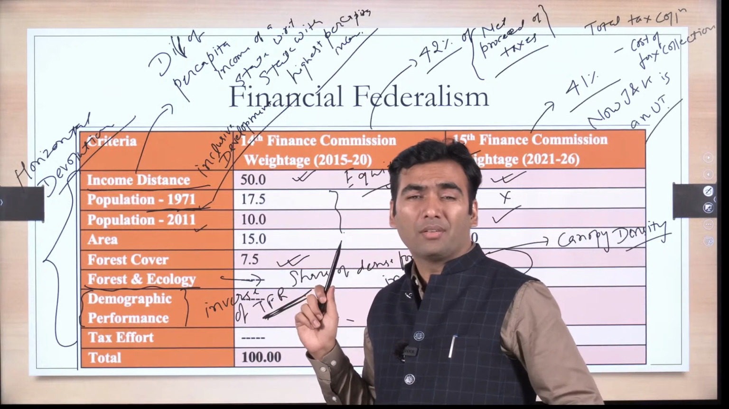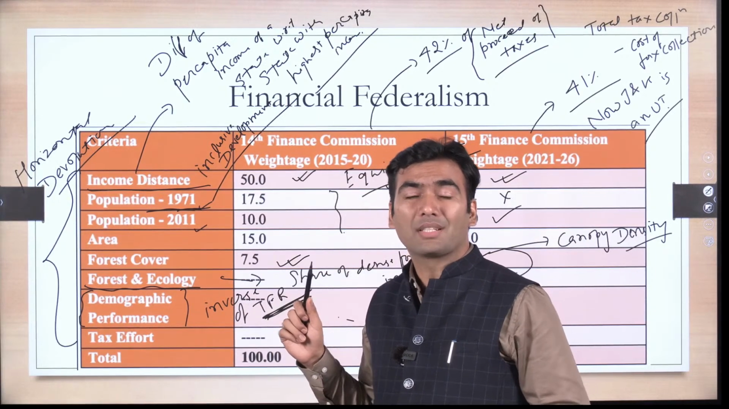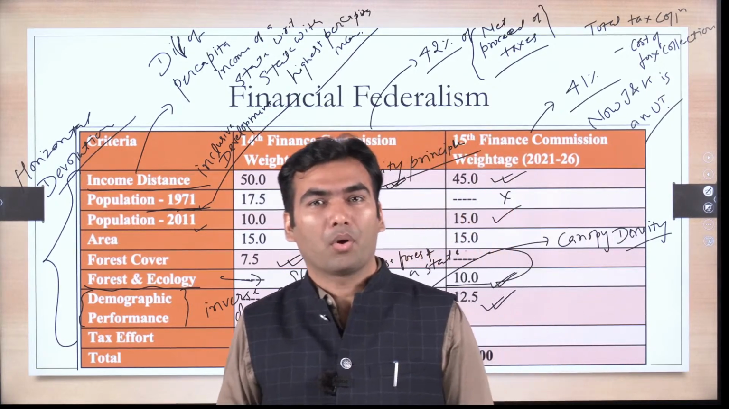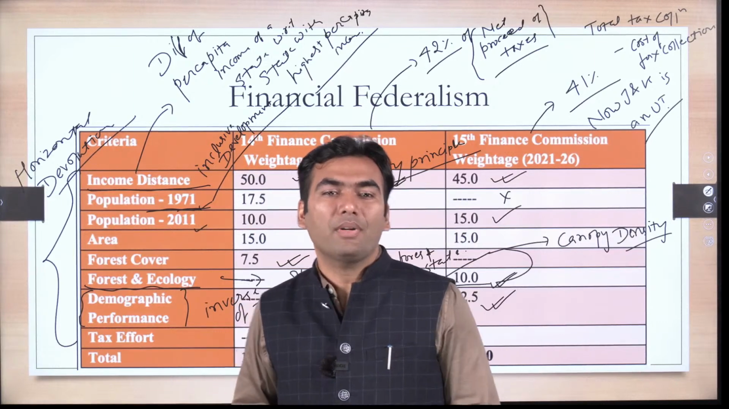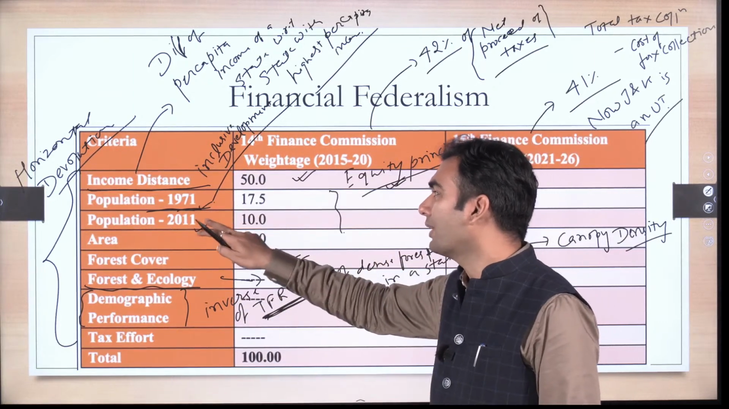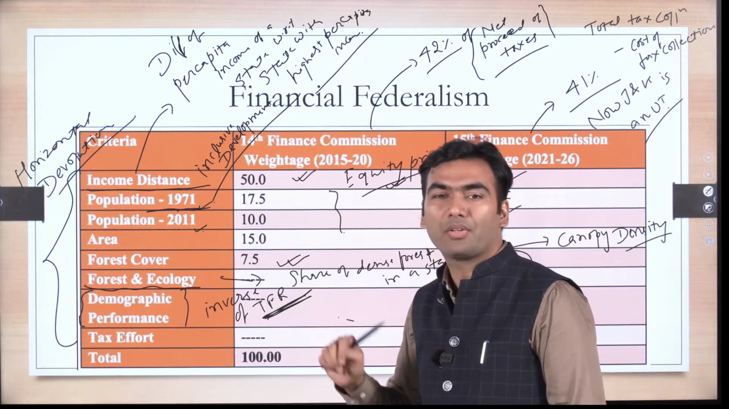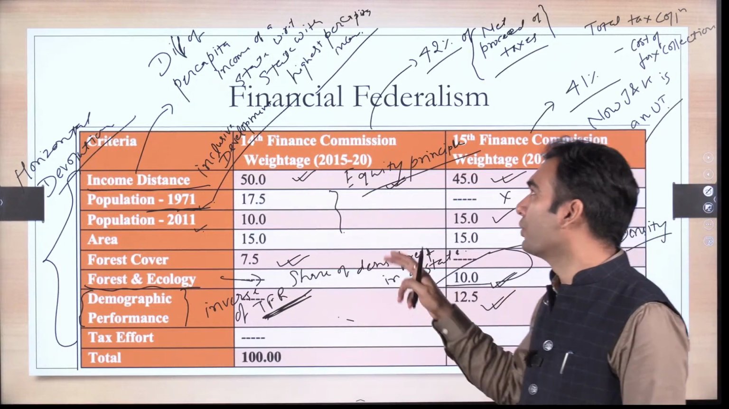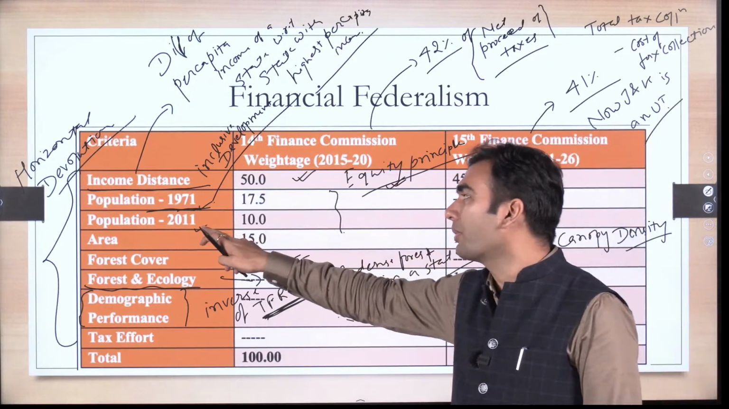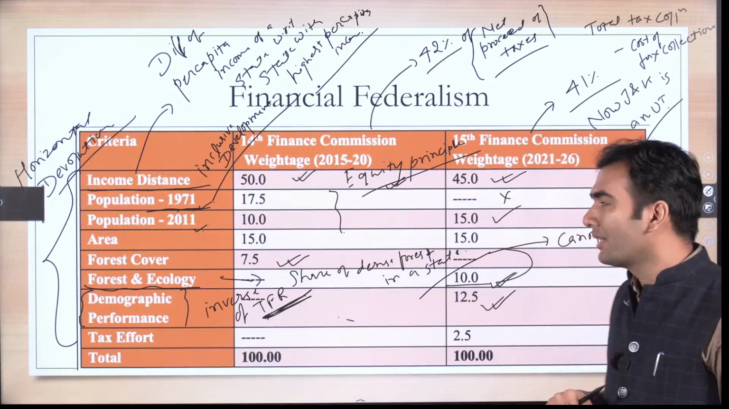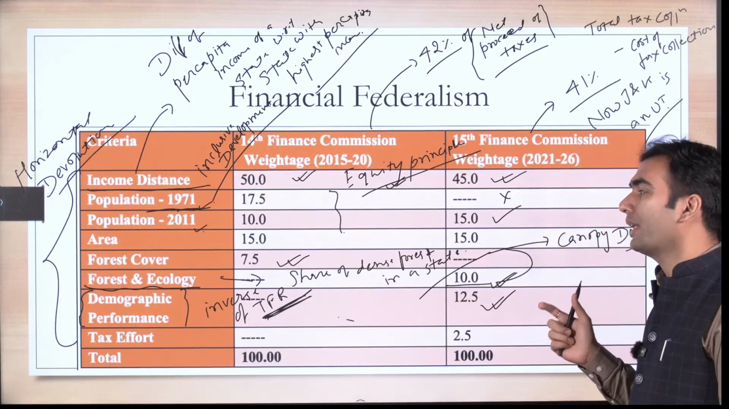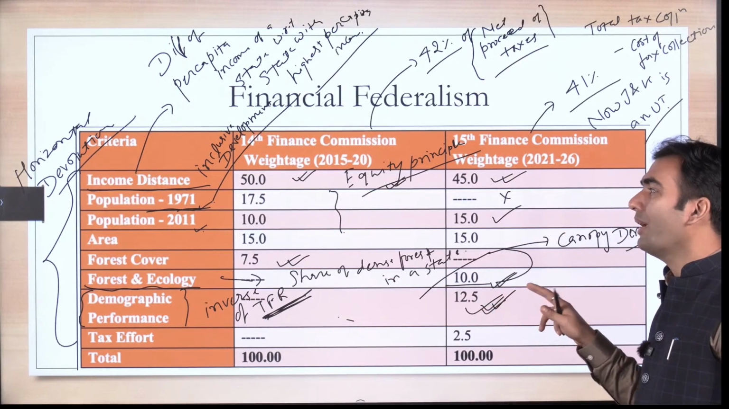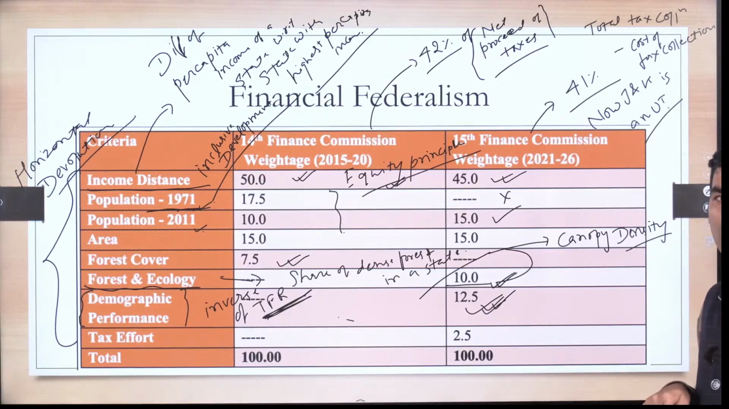Okay, but this is also not completely true. The states whose population is more now probably need more money. So that's why a mix of 1971 and 2011 population was used by various finance commissions. Now the mandate of the 15th Finance Commission was that it will only use the population of 2011. So this finance commission came up with a new criterion of demographic performance, and it has given it 12.5% weightage.